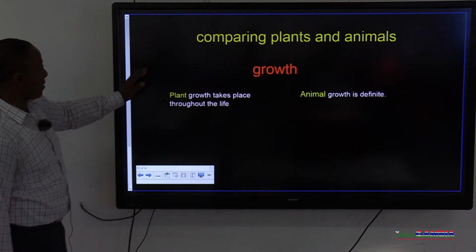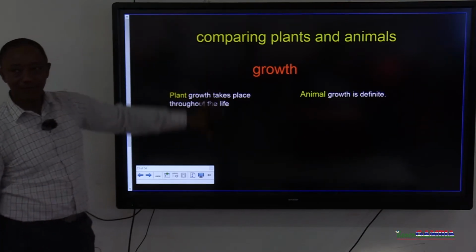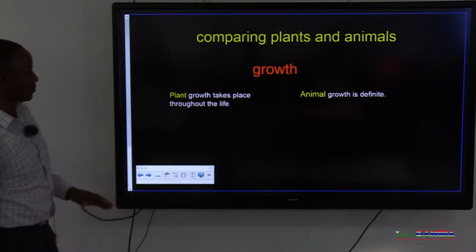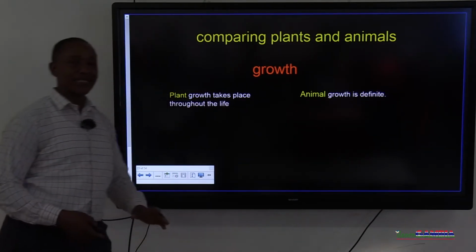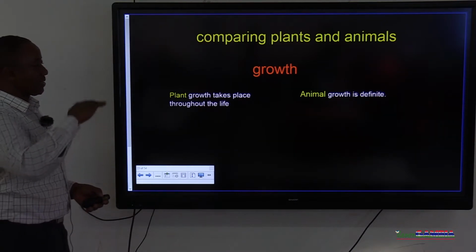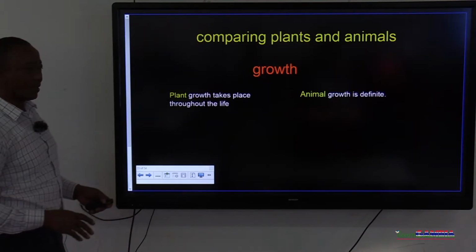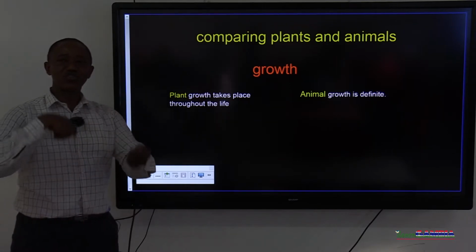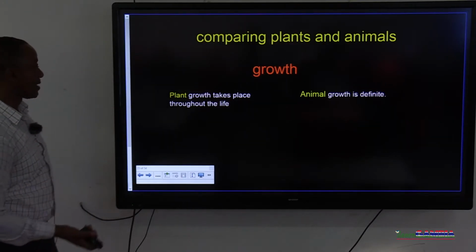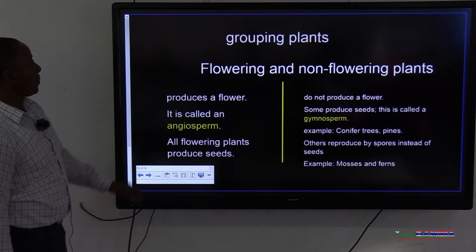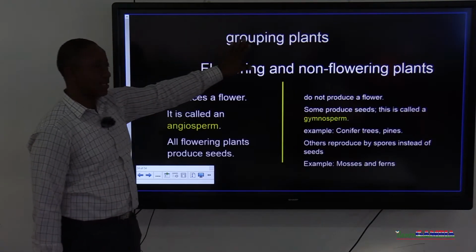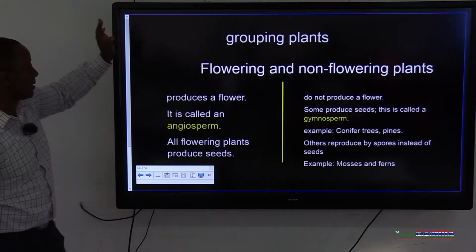Growth in plants takes place throughout the life of the plant. Plants never stop growing. So long as they are alive, they continue to grow. Animal growth, we say, is definite. That means they grow up to a certain point and then they stop growing. What they do now is to continue replacing certain cells or certain tissues in the body. So next we want to look at how we group plants.